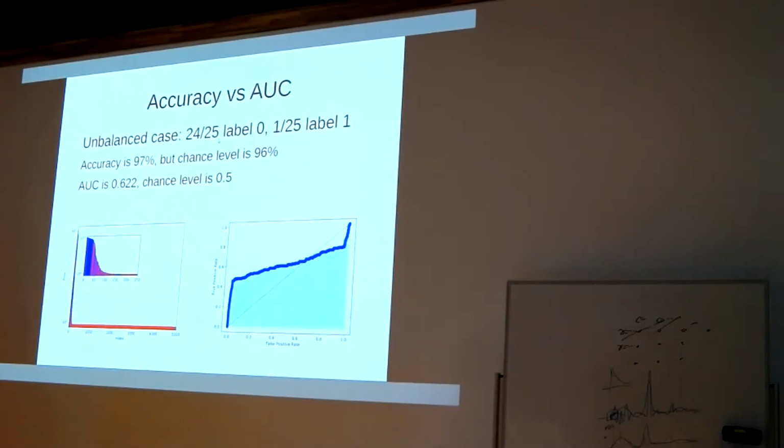For example, here I generated a fake data set where 24 out of 25 labels are 0 and 1 out of 25 is 1. So chance level performance is, what is that, 96%? And this classifier is 97% accurate, which is great, maybe. Chance level is 96%, so maybe it's terrible. If I actually measure the AUC, it's 0.622 compared to 0.5 chance level.